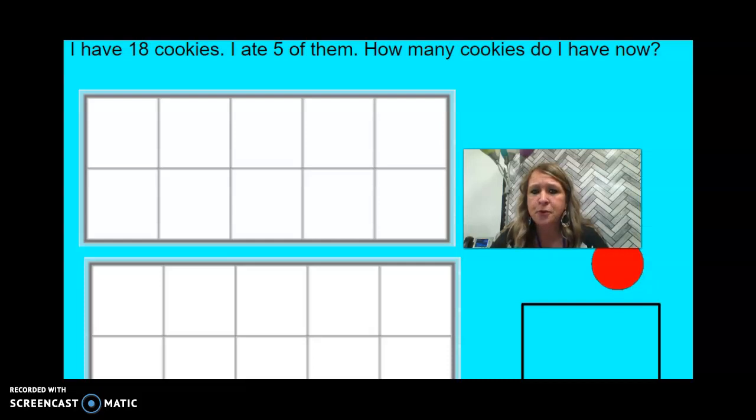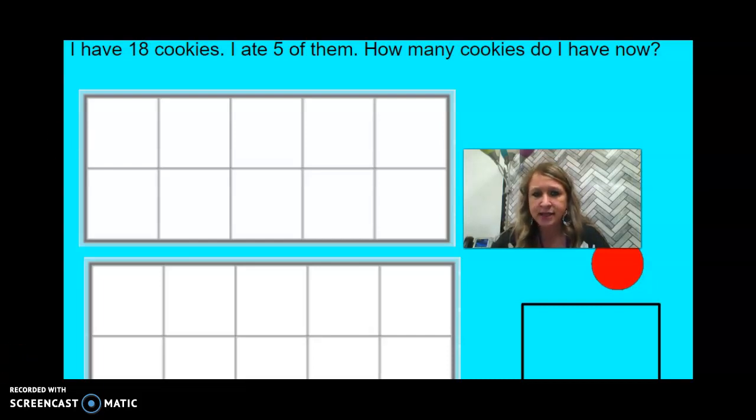Now here's my problem. It says I have 18 cookies. I ate 5 of them. How many cookies do I have now? All right, so we need to look at this problem carefully because it's telling us something very, very important.